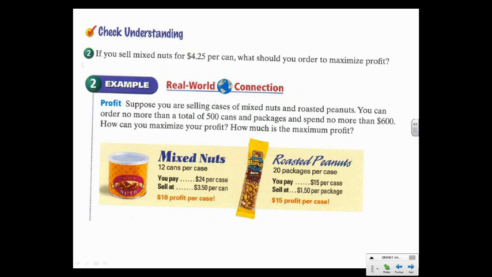Your job is to see if you can figure out if you sell mixed nuts for $4.25 a can. Change 3.50 to 4.25. Are we going to change what we think about what we're going to sell? So go back in there and check your vertices if you change it to 4.25 per can for x. All right, and that's it for this section. So any questions? Talk to me in class.